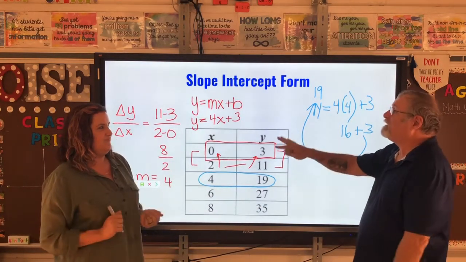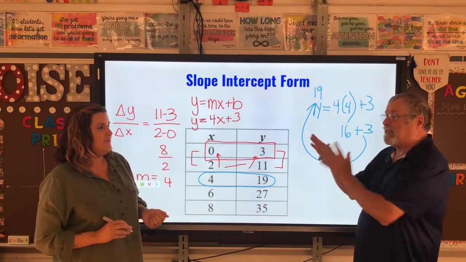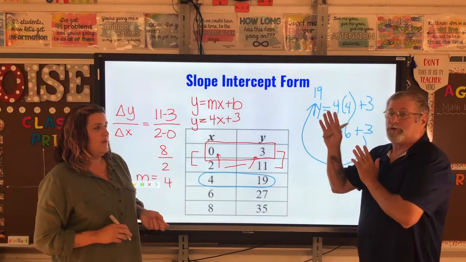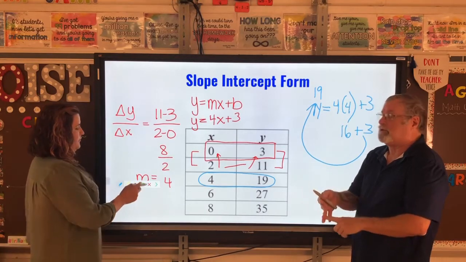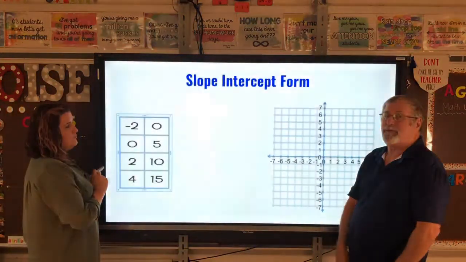So this is the way you can test, if you ever have a table and you have to make sure that your formula was right, that you found your y-intercept right and you found your slope right, just plug in a couple of numbers.